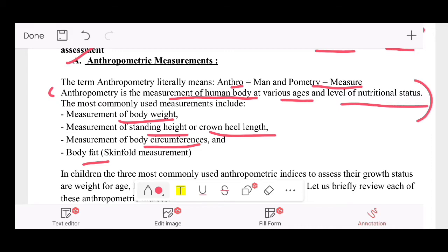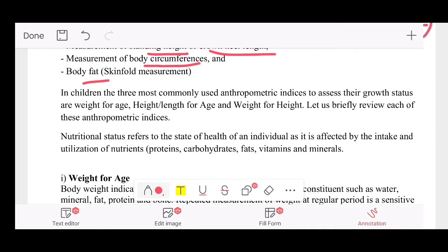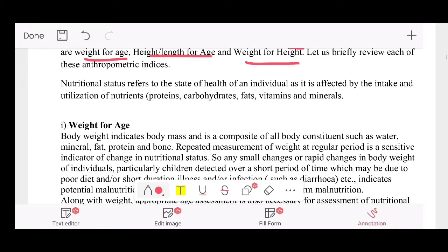In children, the three most commonly used anthropometric indices to assess their growth status are weight for age, height or length for age, and weight for height. Weight for age means at this age what is their weight; height for age means at this age what is their height; and according to the height, whether the weight is suitable for him or her or not. That is the most important anthropometric measurement. Let us briefly review each of these.